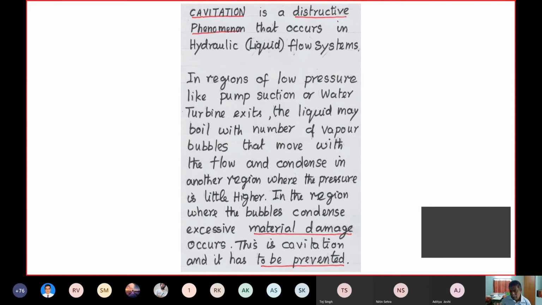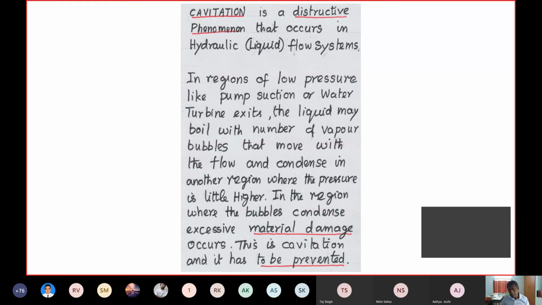So this place where the bubbles condense, we say that the bubbles implode. The word implode is used. Implode is actually opposite of explode. So high pressure, small pockets explode, whereas these low pressure bubbles, they implode, they collapse. Okay, that is what I put as condense.